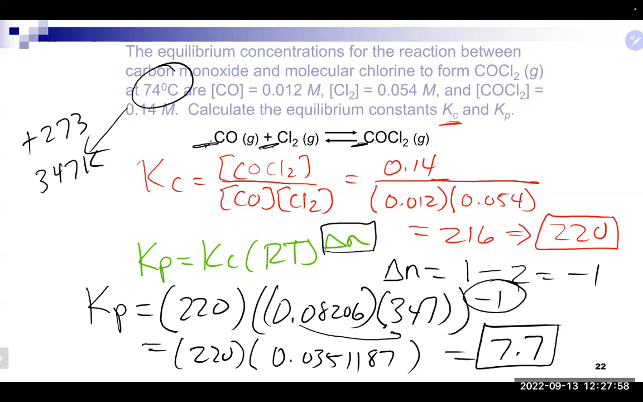If you plug in 216, then you don't get 7.7, you get 7.6 maybe? Yeah, something like that. You should, again, since it is a chemistry class, try to shoot for the right sig figs. That would be good. Yeah. Other questions on that?